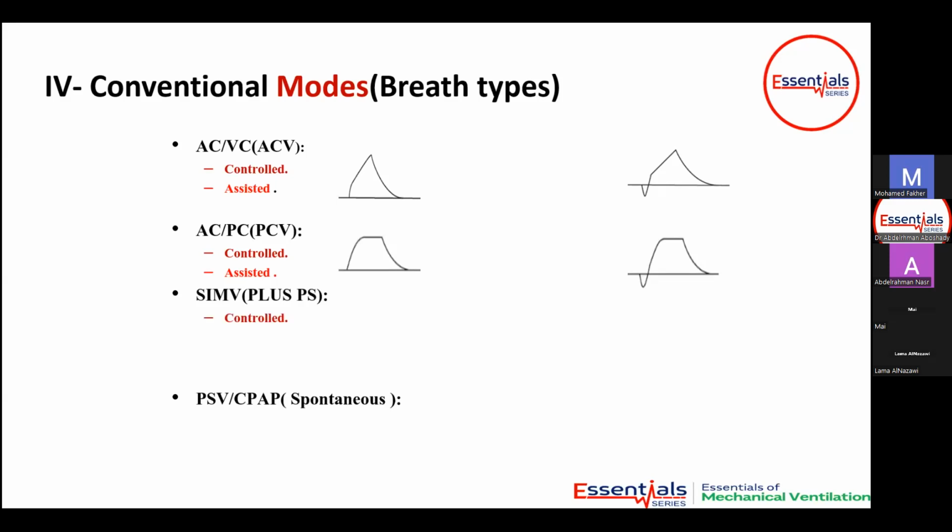What about the SIMV? SIMV mode gives a controlled breath when the patient does not trigger and gives an assisted breath if the patient triggers in the synchronization period for the controlled breath. And in between, the patient can take either spontaneous or supported breath. So it gives mandatory and gives spontaneous breath.